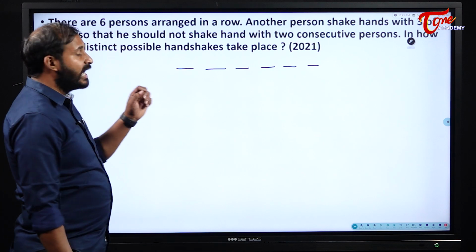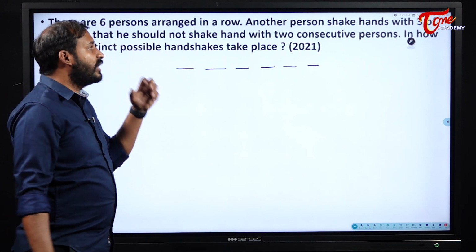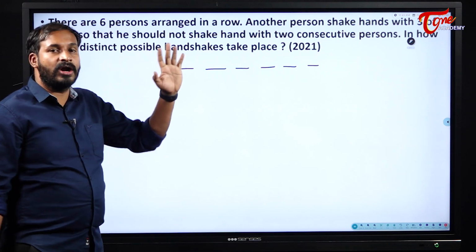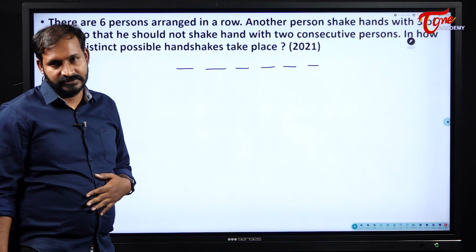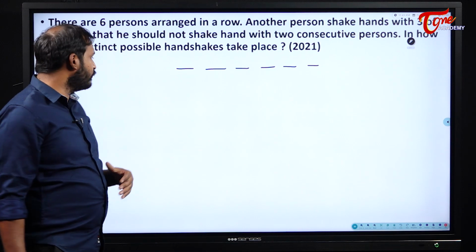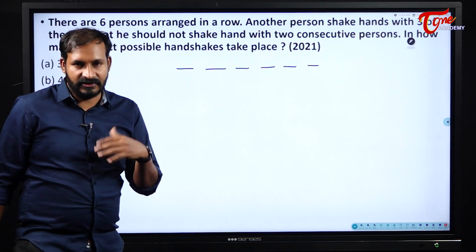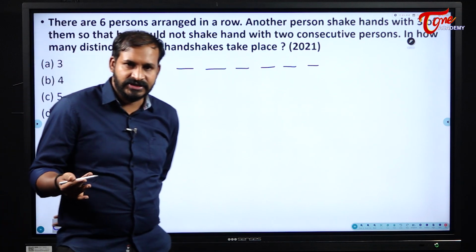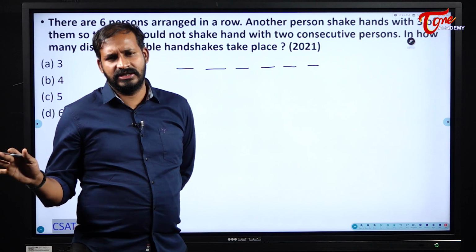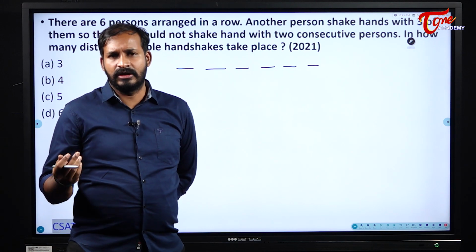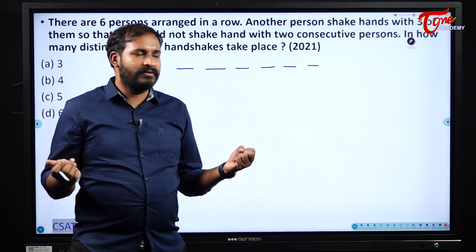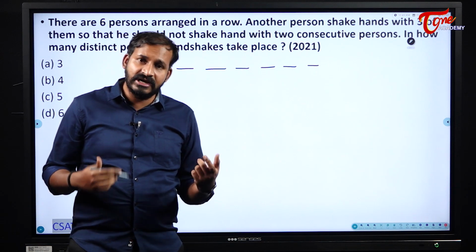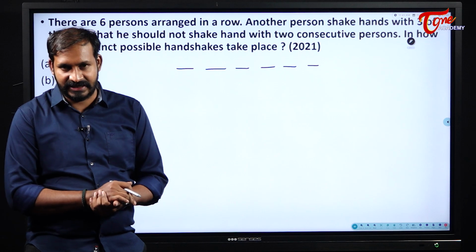Now tell me, a new person should shake hands with 3 persons such that the persons should not be consecutive to each other. In how many ways can we do that? Please observe, this type of question is very difficult to solve with the help of formulas, because aligning a formula to this structure is very difficult. Instead of that, we will go with the basic understanding.